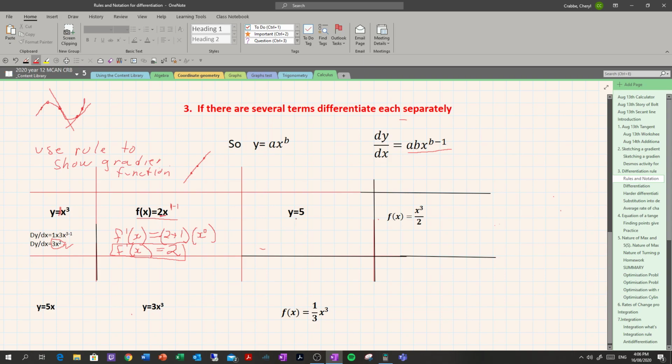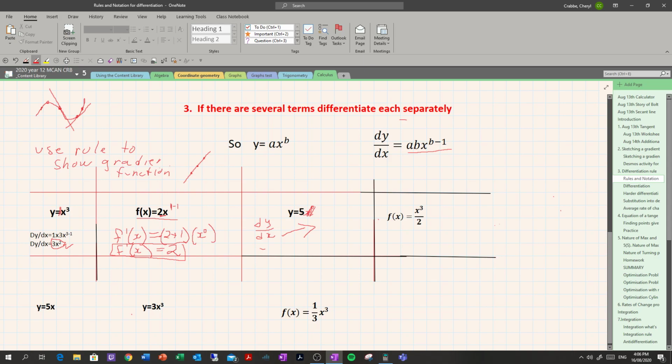y is equal to 5 is again the same idea, dy over dx. But we've got a problem, Houston, because we've got no variable at all. Nothing here. So what could we put there to represent a variable? What could we do? Think about that. y is 5. What is the derivative of y is 5?